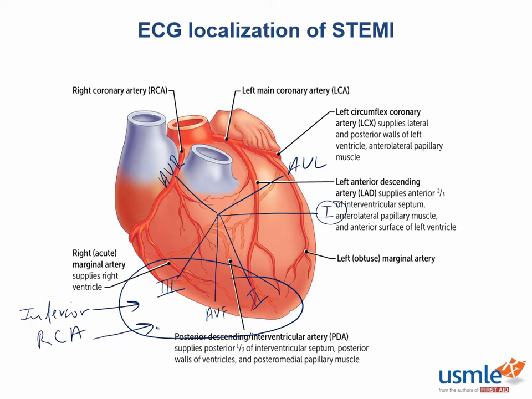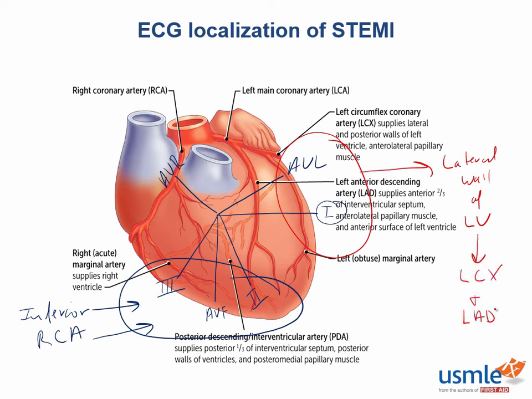So if you had an inferior wall myocardial infarction, you'd expect to see ECG changes within leads 2, 3, and AVF. Now what about leads 1 and AVL? Well, these are predominantly on the left side of the heart, and they're great at examining the lateral wall of the left ventricle. And do you remember which arteries supply this area again? There you go, the left circumflex artery, and to a lesser extent, the left anterior descending artery. So if you had an acute blockage within your left circumflex artery, you'd expect to see changes within leads 1 and AVL.